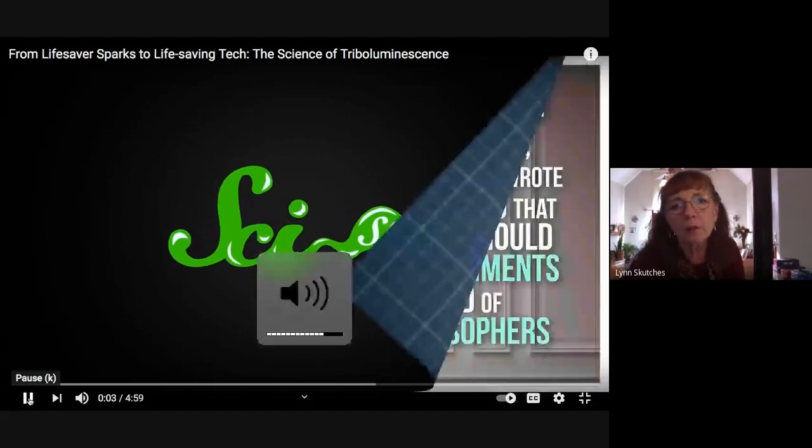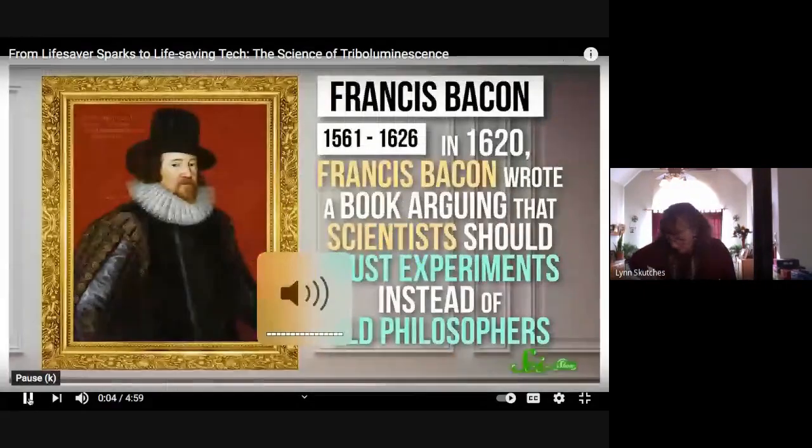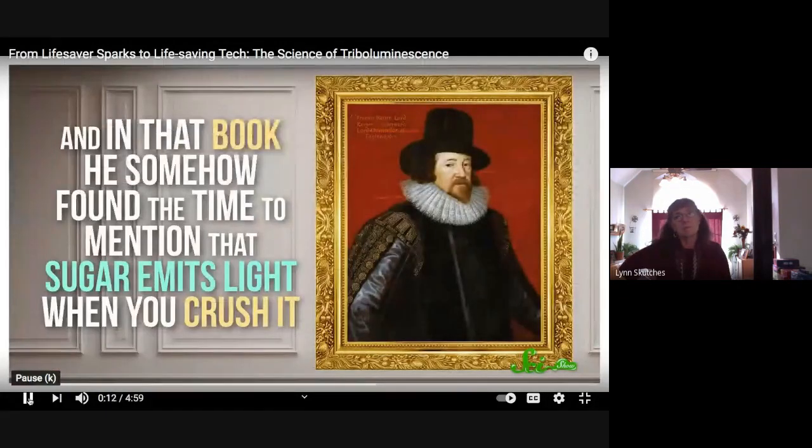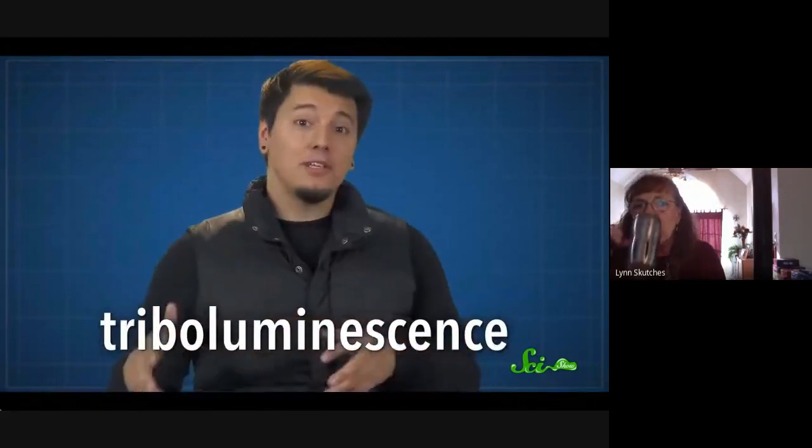In 1620, Francis Bacon wrote a book arguing that scientists should trust experiments instead of old philosophers. And in that book, he somehow found the time to mention that sugar emits light when you crush it. This non sequitur is the first documentation of a phenomenon we now call triboluminescence. Today, we know that his sugar wasn't special. Tons of different crystals shine under stress, like those minty lifesavers candies that spark blue when you chew them. And modern scientists are researching ways of working stuff that glows like this into all sorts of futuristic devices. Although they can't quite agree why it happens in the first place.